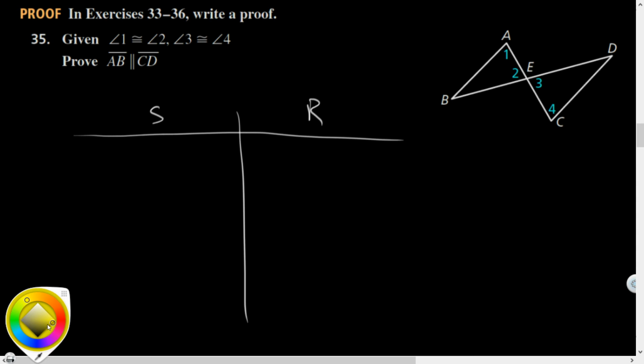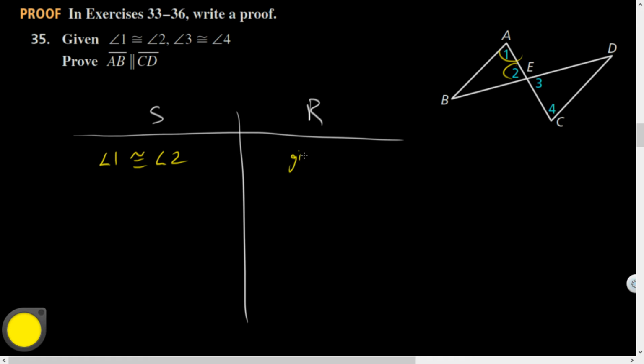Let's start with my gimmies. So angle 1 is congruent to angle 2. I'll label that. All right, bam, bam. Given is why, it's true. And I know that angle 3 is congruent to angle 4. Now I'm kind of hesitant in even labeling this that way, but we'll see what happens here. That's also given. What's another thing that we could say, perhaps, that might help us?